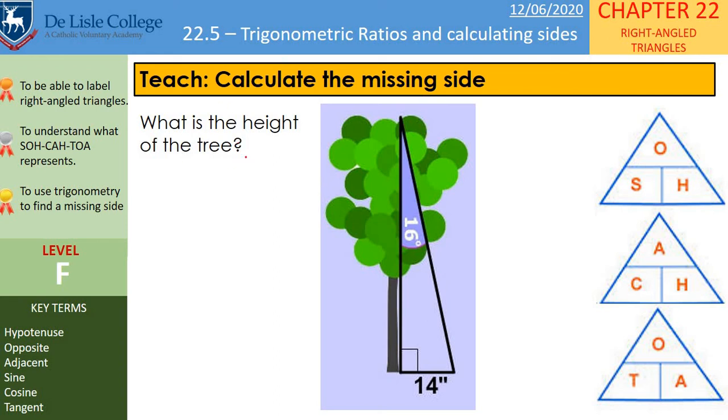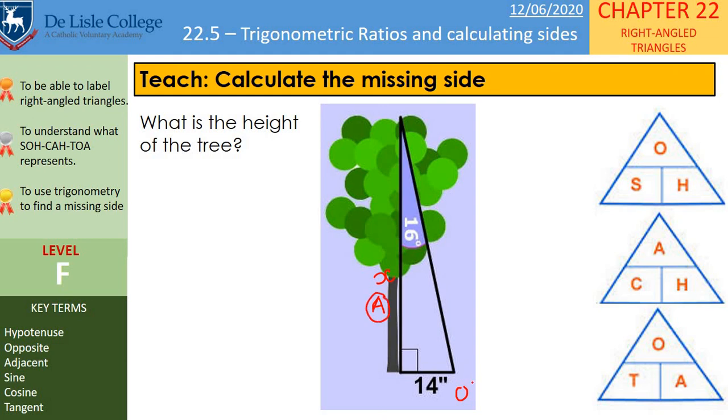So calculate the missing side. What is the height of the tree? Well, you should be able to work out that the height of the tree is this side here. Okay, now the first thing I would do is label the sides. So we're trying to find the height, so let's call it x. So we know we're given the opposite because it's opposite the 16-degree angle, and we know that this side here is the hypotenuse because it's opposite the right angle, so I must have the adjacent here.